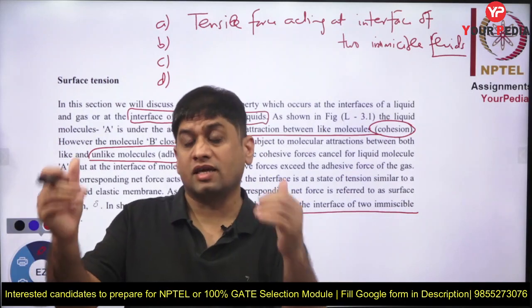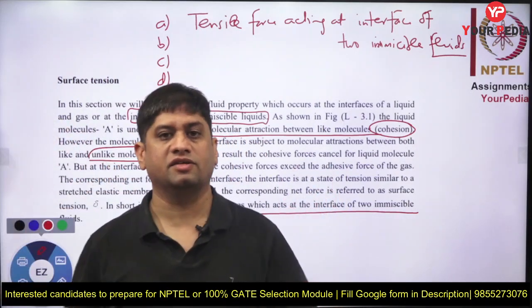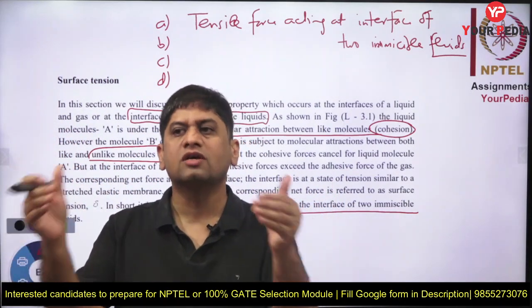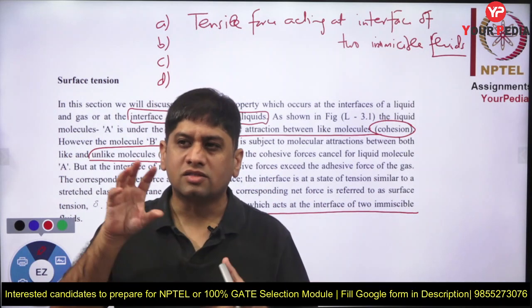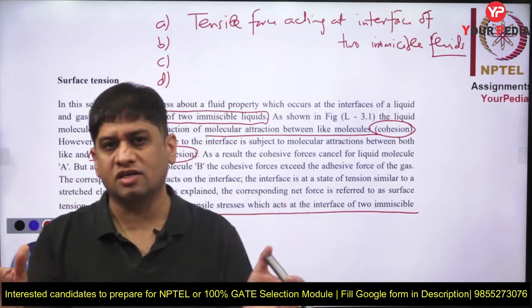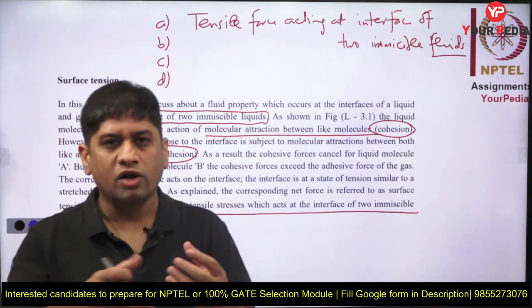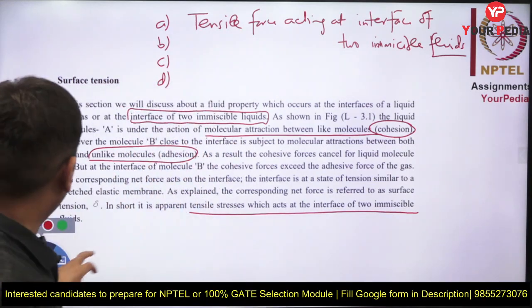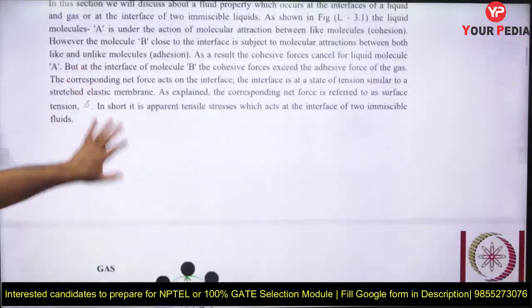Capillary is basically the interplay of cohesion and adhesion. Adhesion is dissimilar molecules, cohesion is similar molecules. So, surface tension, as the name shows, is a tension acting on the molecules which are on the surface. So, the most important point is that it is basically immiscible.